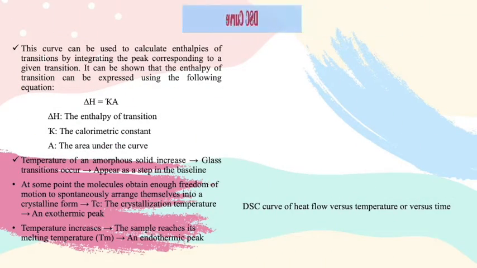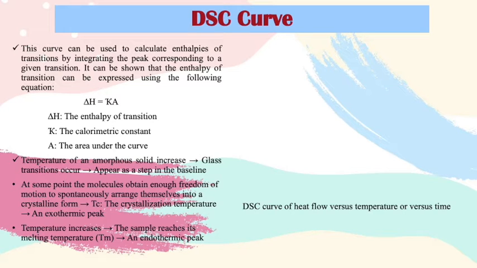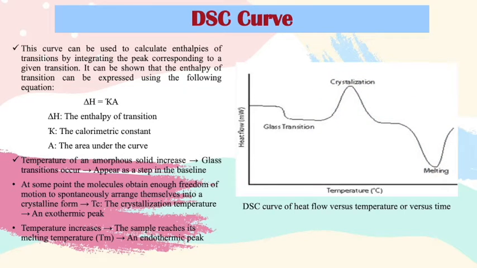DSC enables the measurement of transitions such as the glass transition, melting, and crystallization. The result of a DSC analysis is a curve of heat flow versus temperature or time. There are two different conventions, with exothermic reactions in the sample shown as a positive or negative peak depending on the kind of instrument. This curve can be used to calculate enthalpies of transition. This is done by integrating the peak corresponding to a given transition.